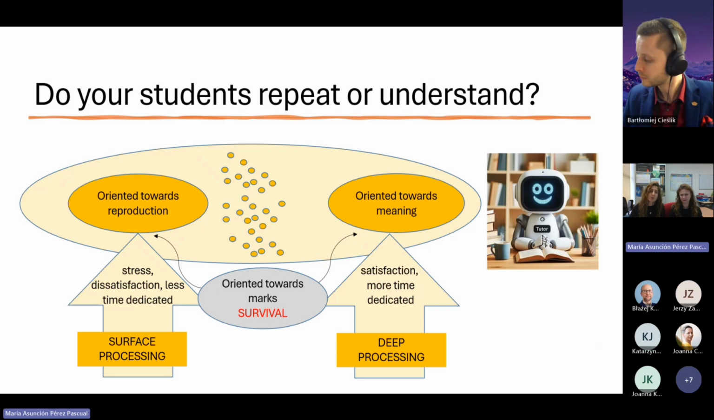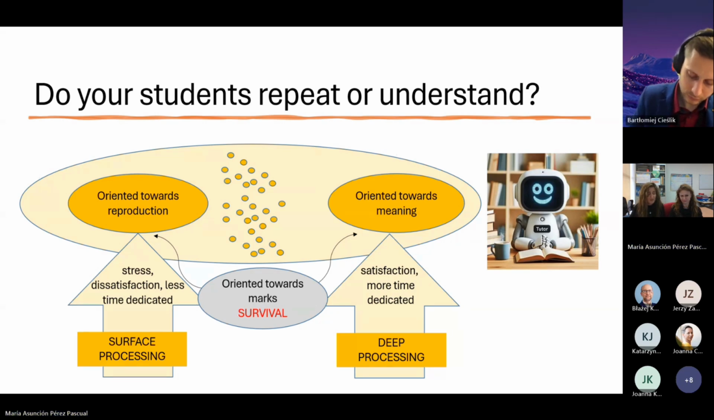Let's think a little bit more about our students. I'm sure you can distinguish several types of students in your classroom. We have some students, I have a lot of these, that are oriented towards reproduction. They just want to know what they need to study, and they just repeat what we explain in the classroom. Sometimes you even change the exam and they repeat exactly what you said in the classroom, and it's not the answer to what you are asking. These are the surface processing students. They feel stressed because they don't have time to memorize everything, and they are dissatisfied. This type of learning is also not motivating, but it is less time consuming than understanding.